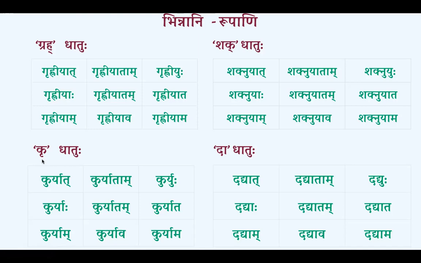Kuryat, kuryatam, kuryuhu, kuryaha, kuryatam, kuryata. Na, kuryata. Kuryam, kuryava, kuryama. Artaha kaha? What is the meaning? Must happen. I wish it must happen. I wish it would be done. It must be done. Kuryat, kuryatam, kuryuhu, kuryaha, kuryatam, kuryata, kuryam, kuryava, kuryama.